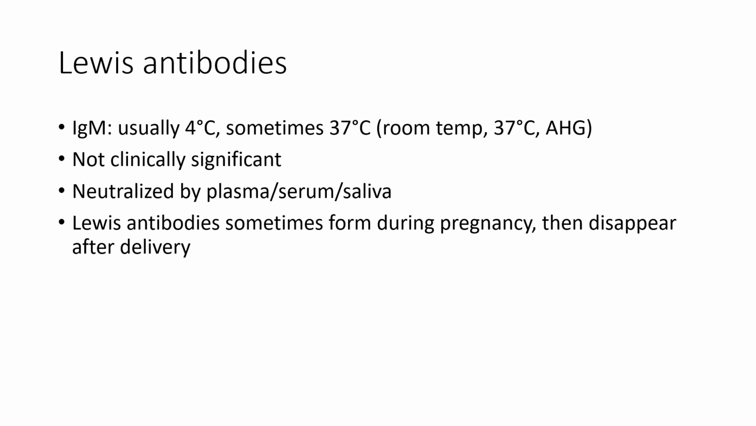Lewis antibodies are IgM, therefore they react around 4 degrees Celsius. Sometimes they can react at 37 degrees Celsius, but we will see them react at room temperature, 37 degrees Celsius, and AHG phases in testing. Lewis antibodies are not clinically significant. We can neutralize these antibodies with plasma, serum, or saliva from people who secrete these substances. Lewis antibodies sometimes form during pregnancy and then disappear after delivery.